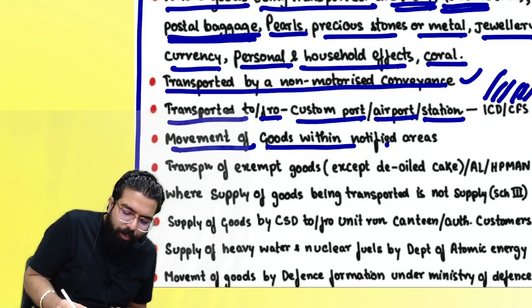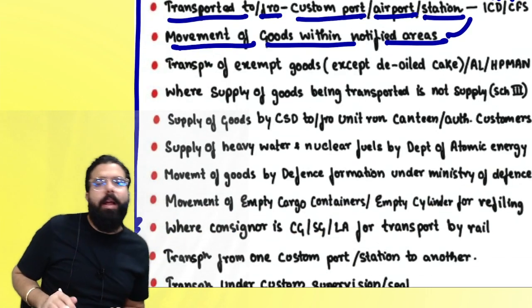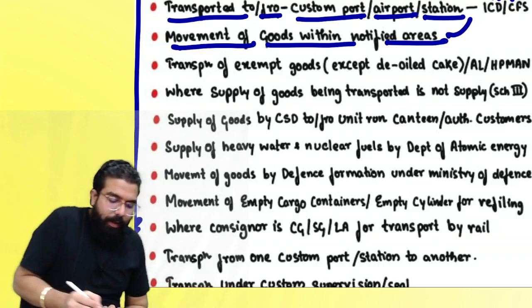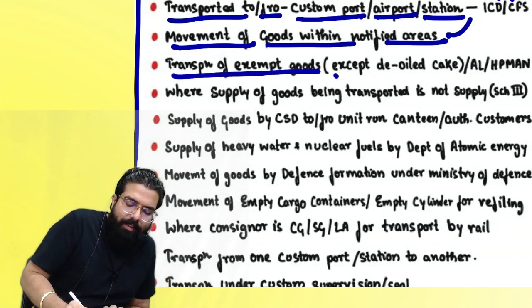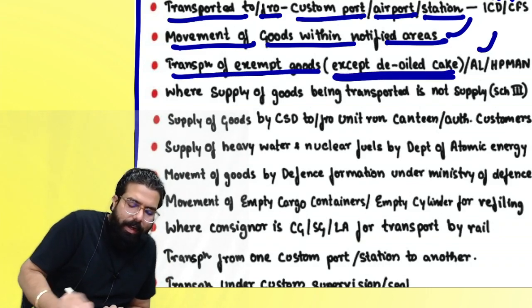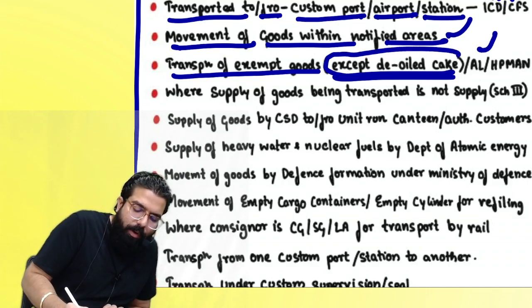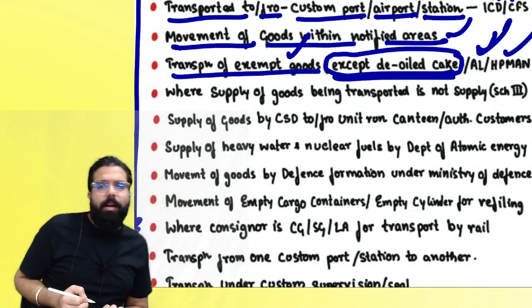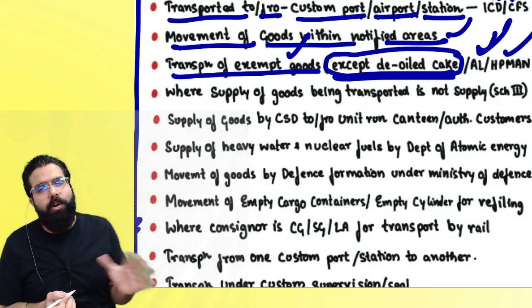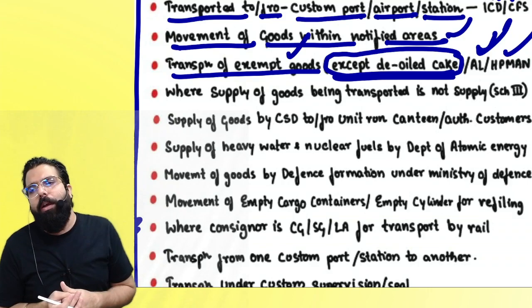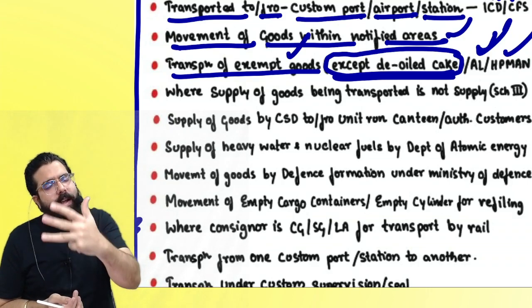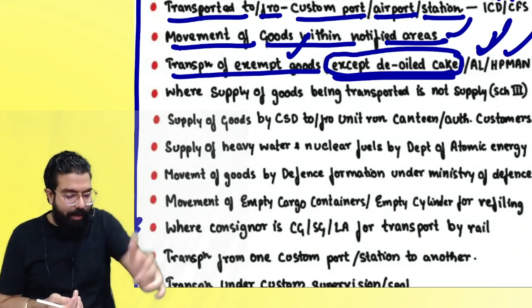Sir, movement of goods within a notified area. If an area is notified, then you are not required to generate an e-way bill if the movement is happening there. Sir, transportation of exempted goods, except de-oiled cake and alcoholic liquor. In case of de-oiled cake, you are required to generate an e-way bill. Other than that, for exempted goods, alcoholic liquor for human consumption, and in the case of HP man, you are not required to generate an e-way bill. HP man means high-speed diesel, petroleum crude, motor spirit, aviation turbine fuel, and natural gas.